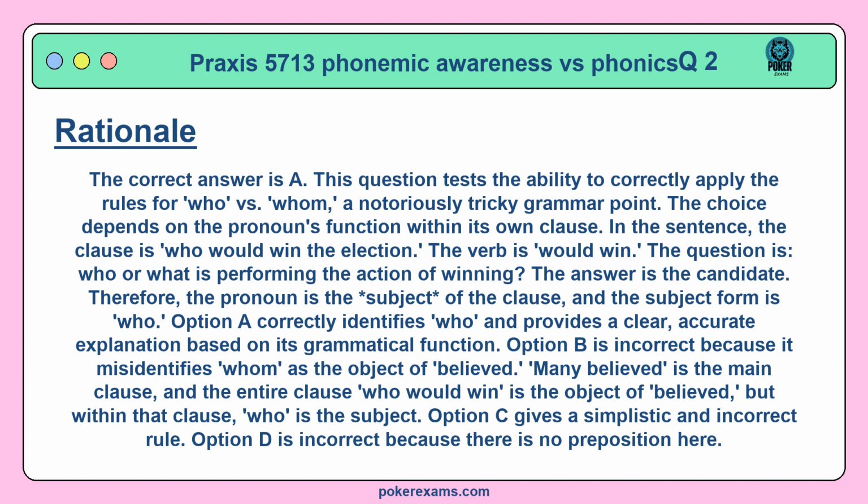Option B is incorrect because it misidentifies whom as the object of believed. Many believed is the main clause, and the entire clause who would win is the object of believed, but within that clause, who is the subject. Option C gives a simplistic and incorrect rule. Option D is incorrect because there is no preposition here.